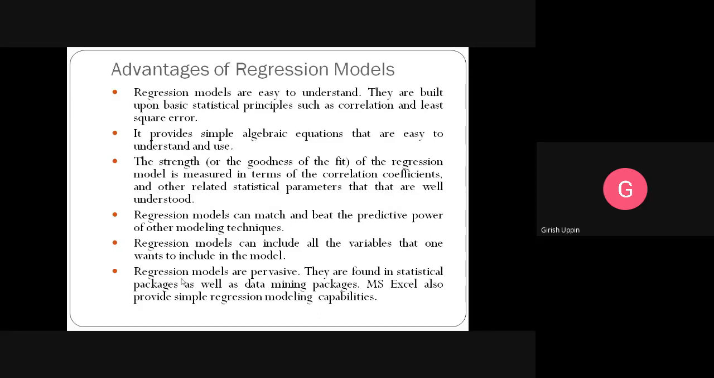But there are other sophisticated models such as ANN, which can work on very complex problems, and can give very high accuracy compared to the regression model. Regression models can include all the variables that one wants to include in the model. Suppose you want to have 10 variables, yes, you can include all those 10 variables. But again, you have to be very careful to make sure that all those 10 variables are mutually exclusive. They are not dependent on each other, or they do not have any kind of relation among themselves.